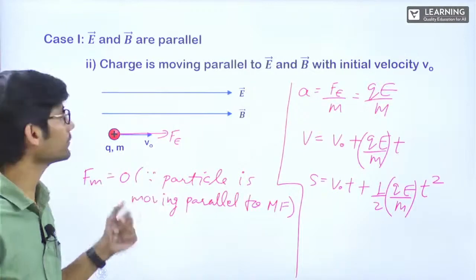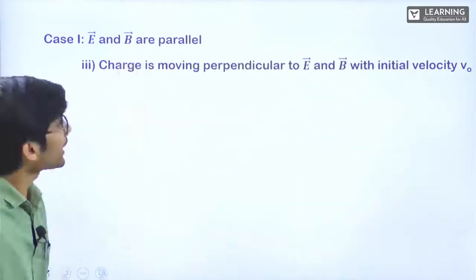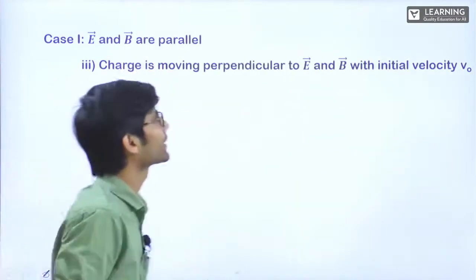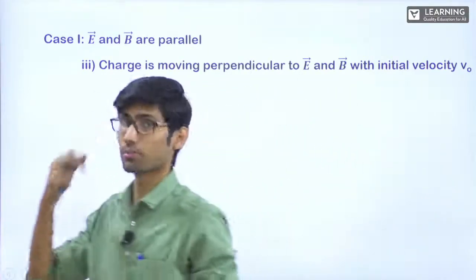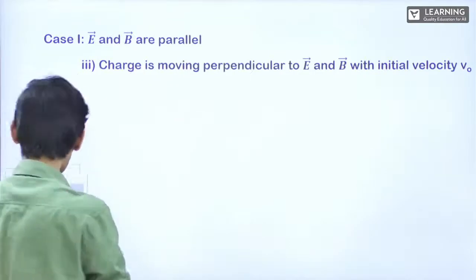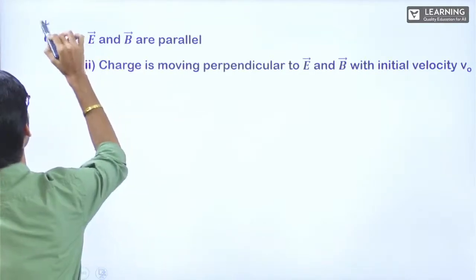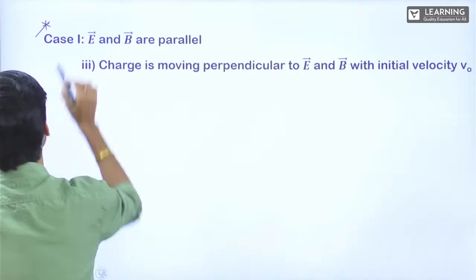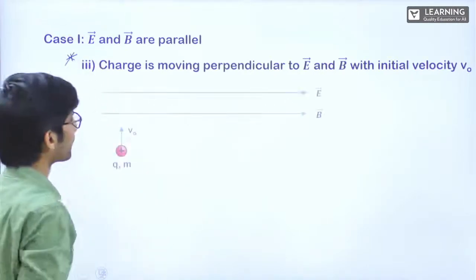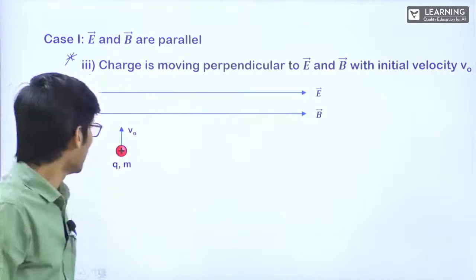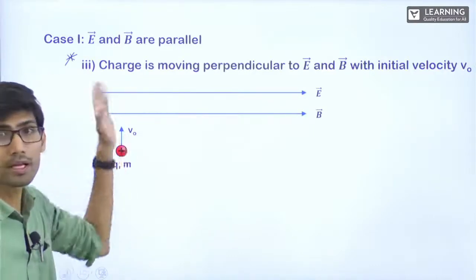Done. Next, charge is moving perpendicular to electric field and magnetic field with initial velocity v0. Now this is important. Why? Because this time both the forces will act. See here. This particle is perpendicular to magnetic field.